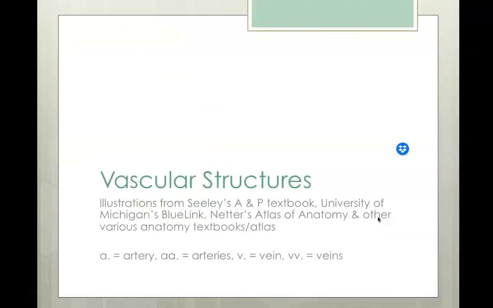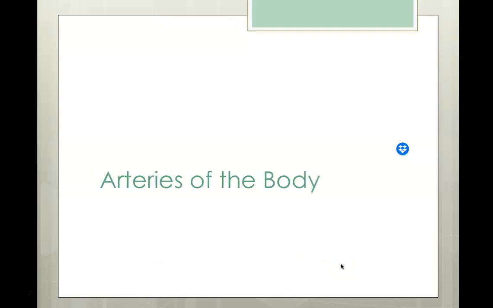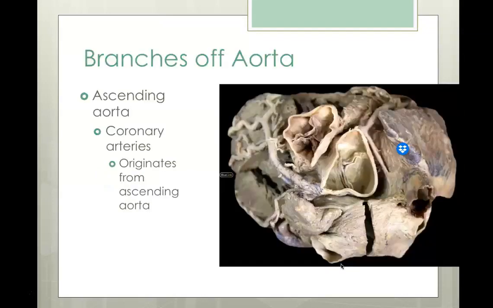So now we're going to move into our vascular structures. Our illustrations will be from the same sources, and just keep in mind anytime you see a single A, that stands for artery, double A's are for arteries, V is for a vein, and VV are for veins. So first we'll discuss the arteries of the body.